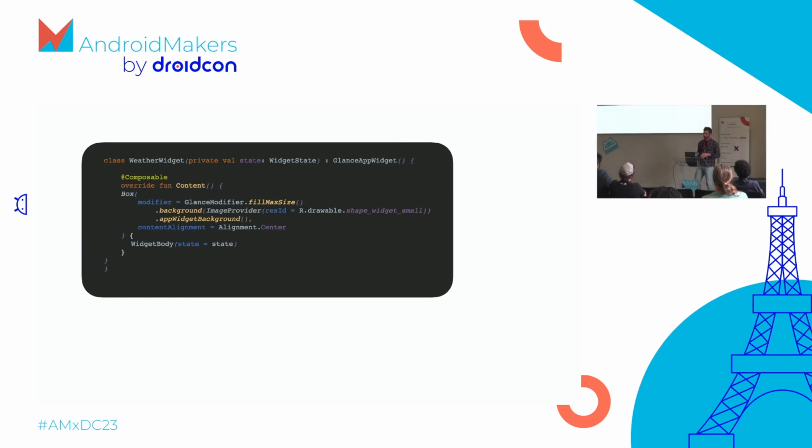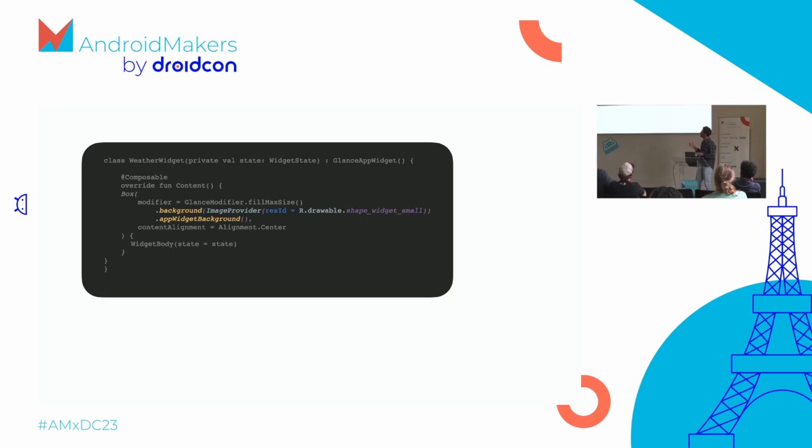So in the content, there is one very important thing, which is the root of our view. In my case, it's just a box. But take a look here in the background. You have this glance modifier, which is different than the normal modifier. And you have the modifier called app widget background. So each Glance widget needs to have this app widget background modifier to be visible on your screen, to actually work as a widget. And you can set the background.